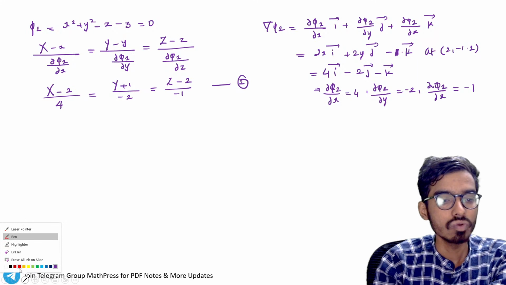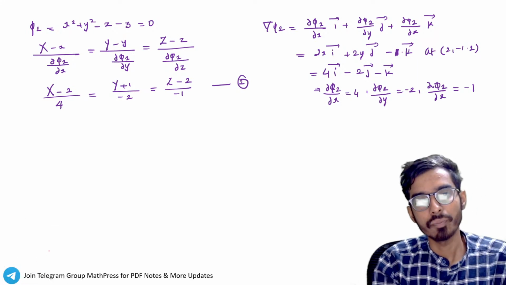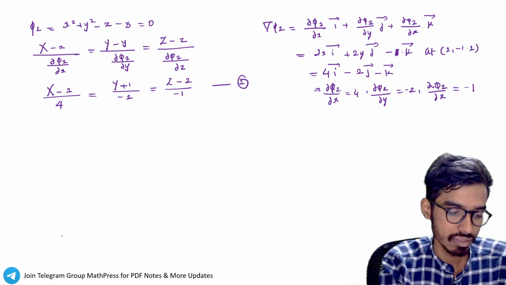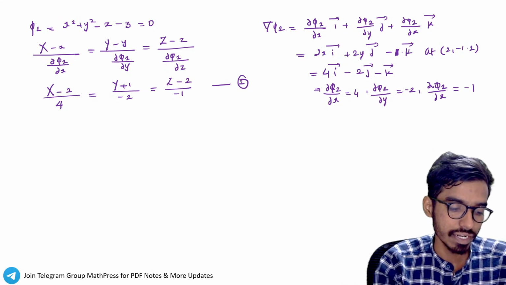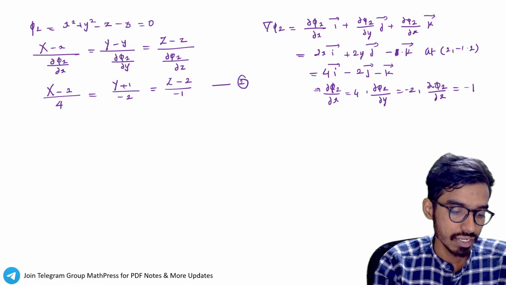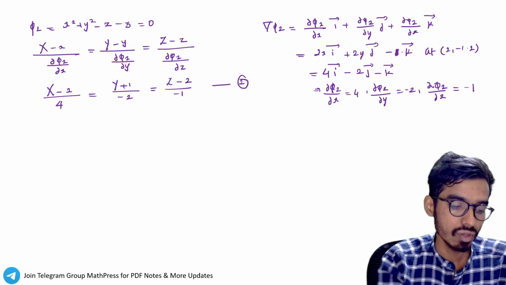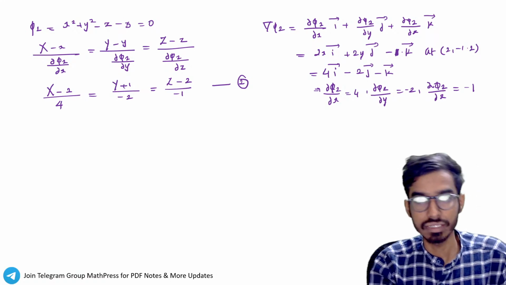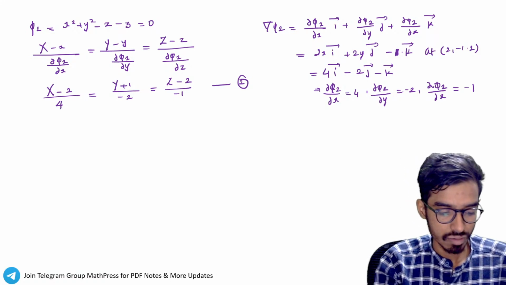So here the two lines are in Cartesian form. This is the equation of a line in 3 dimensions. We have the equation of a line in 2D, we have the vector equation, and we have the Cartesian equation in 3 dimensions.